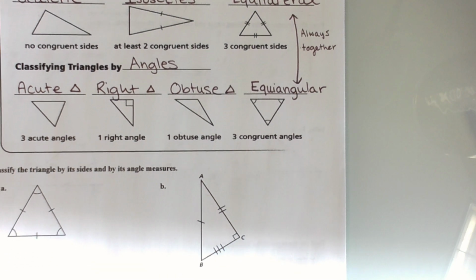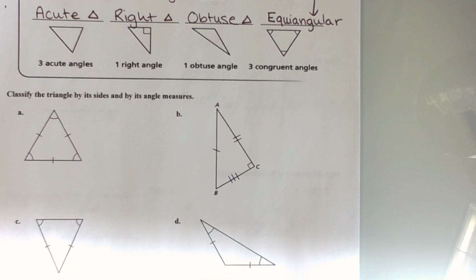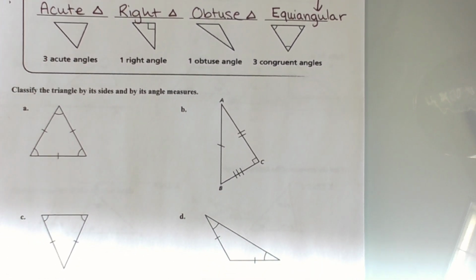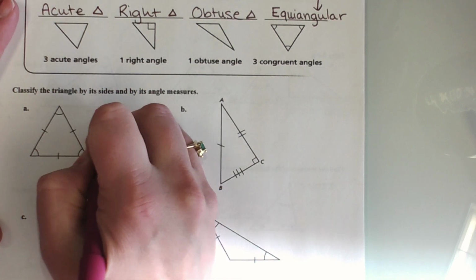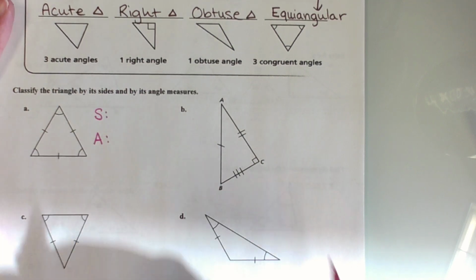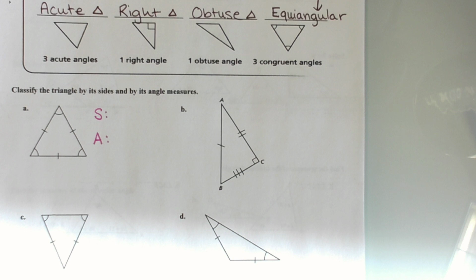So, one of the things you're going to be asked to do today is just classify the triangle by its sides and by its angles. Make sure you're giving me two separate answers for this. In fact, I'm going to do S and A for sides and angles. That way I make sure I do both every single time.